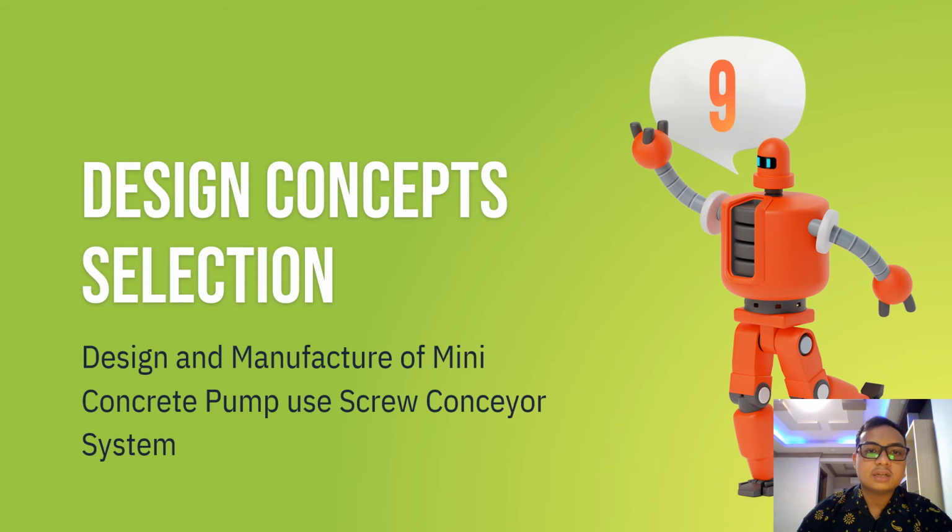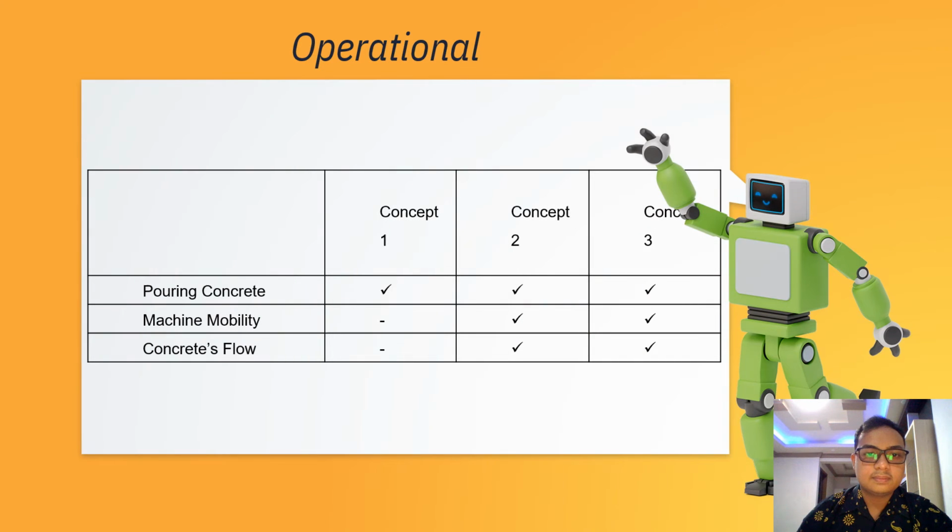And the next is design concept selection. For the operational criteria, concept 1 only gets good in pouring concrete. Concept 2 has good pouring concrete, machine mobility, and concrete flow. Concept 3 has three goods in operational: pouring concrete, machine mobility, and concrete flow.